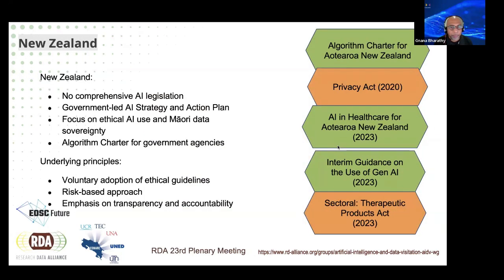Next slide, Ryan. Yeah. So New Zealand is not that different, except while the Australian one is principle-based and voluntary, New Zealand is also principle-based. It's also voluntary. But where it actually stands out is in the inclusiveness and the marginalized groups, and particularly the indigenous rights. And it is a risk-based approach. Like Australia, it emphasizes transparency, accountability, and voluntary inclusion. We can go to the next one, please.